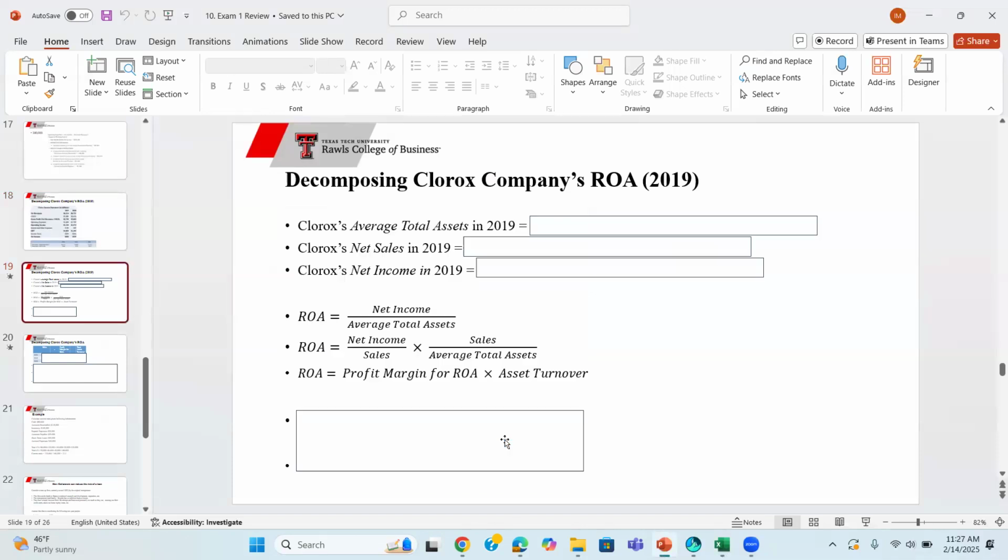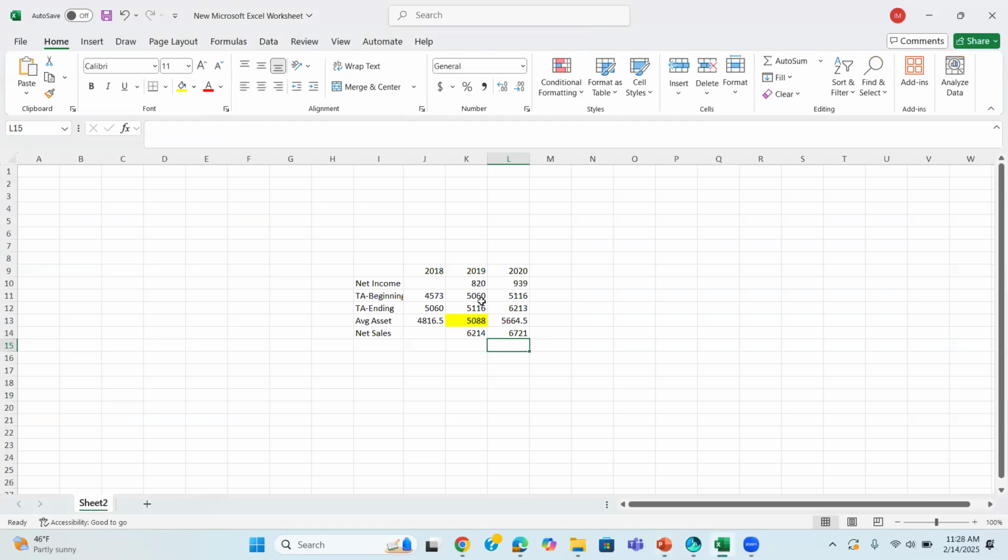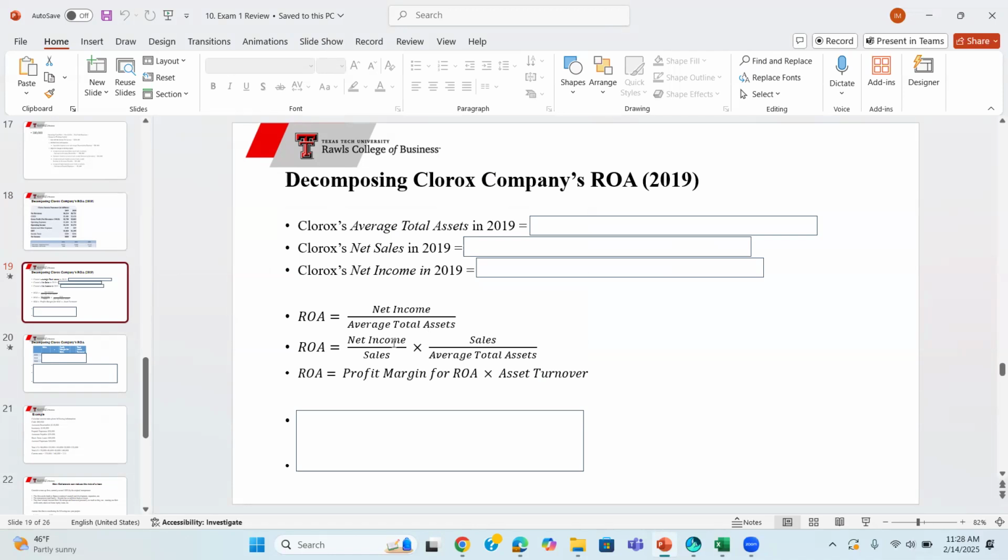So ColorX net income in 2019. ColorX net income is here, 2019 820, and net sales 6214. Now you have to calculate return on asset, right? So this is the formula: return on asset, net income over average total asset.